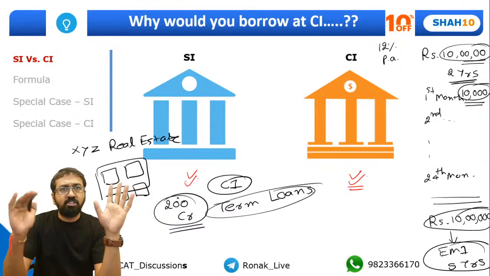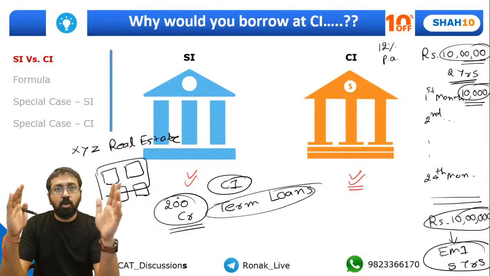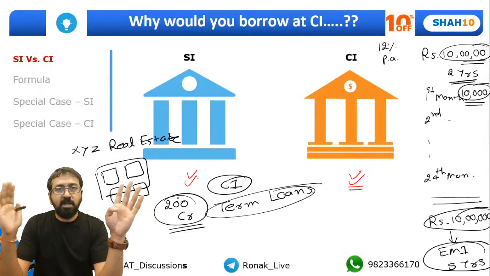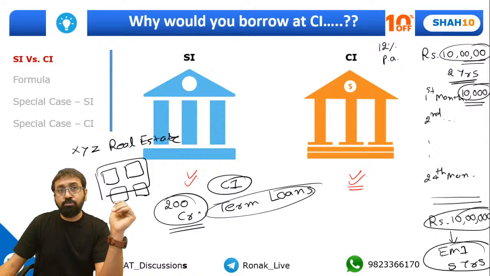He's planning to build some 4 huge towers, and each tower has about say 100 flats. So he's planning to construct 400 flats. So for that, the total construction cost is going to be 200 crore.